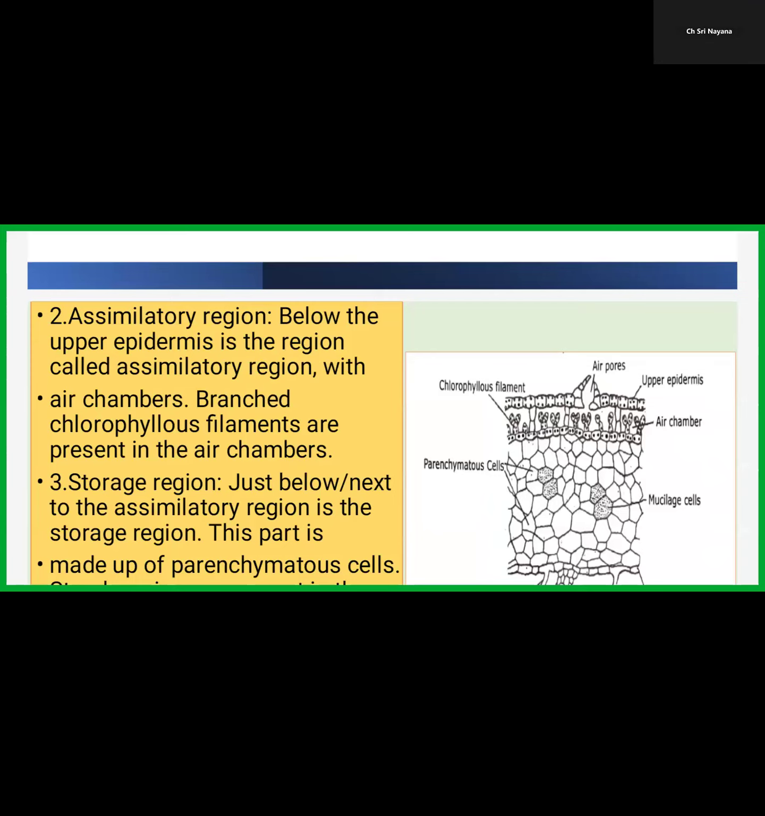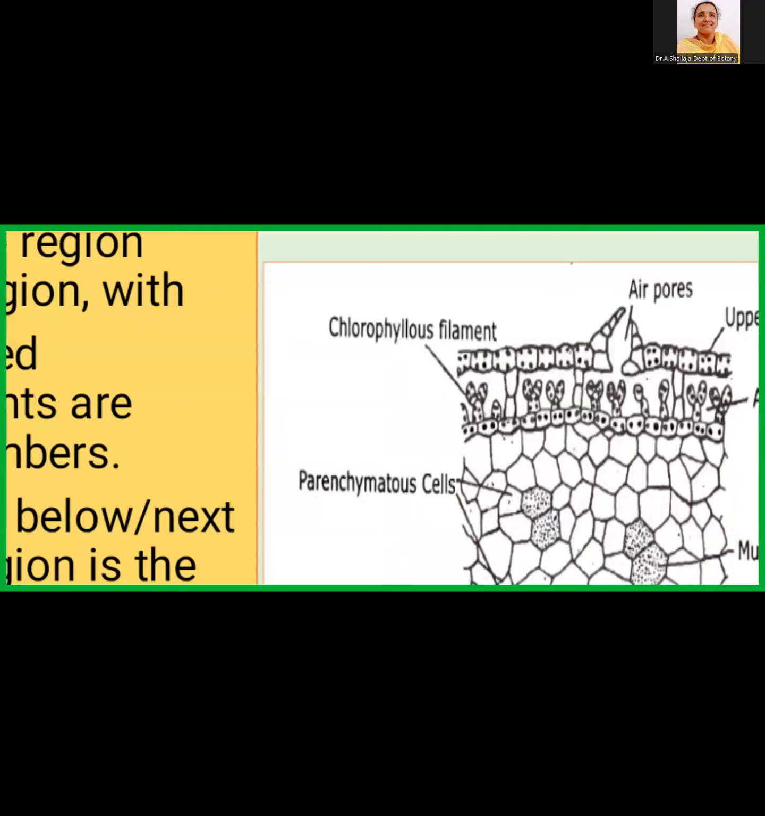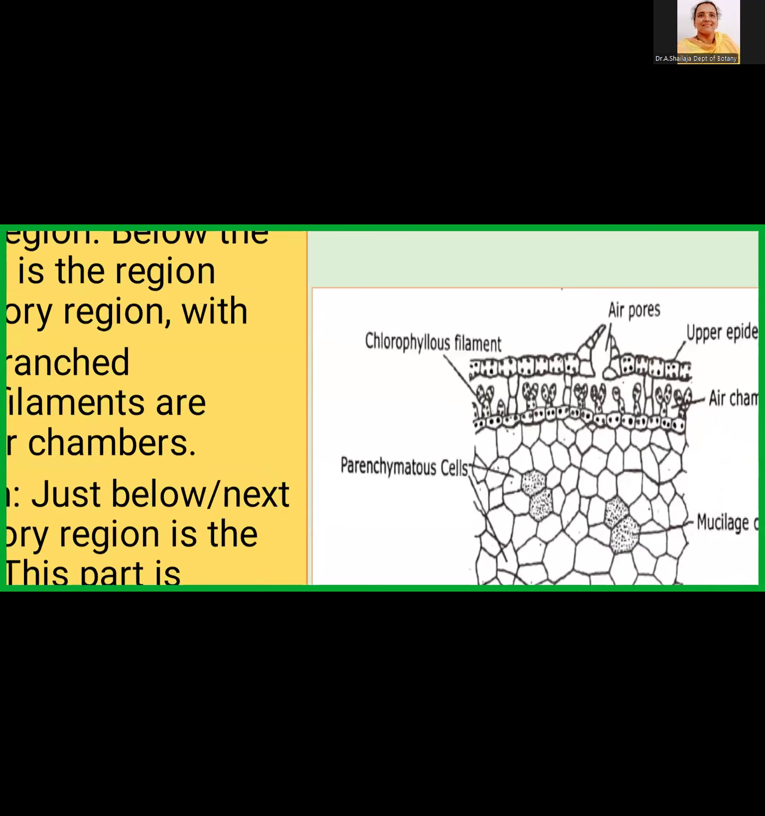Ma'am, what does air chamber mean? Air chambers are where gaseous exchange takes place. The air pores are the holes from outside to inside for gas exchange, but the air chambers are the transferring zone. In the assimilatory zone, branched chlorophyllous filaments are present in the air chambers. The air chamber is the place where gases come in from outside.